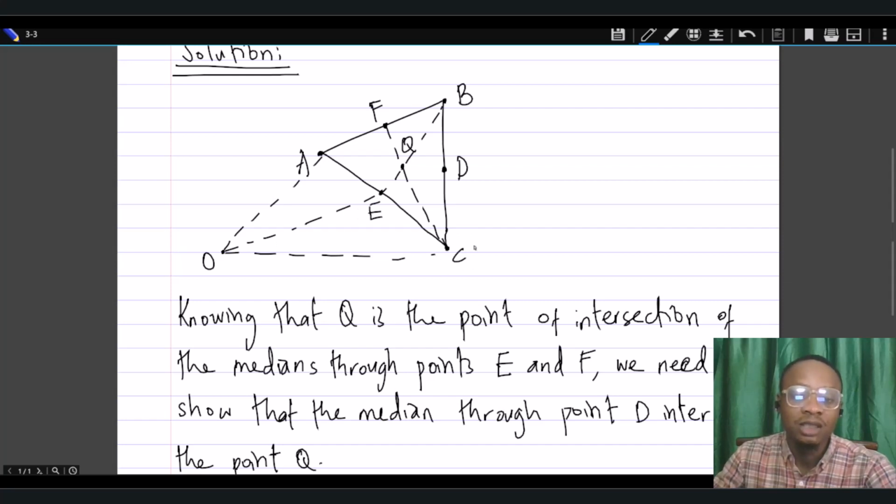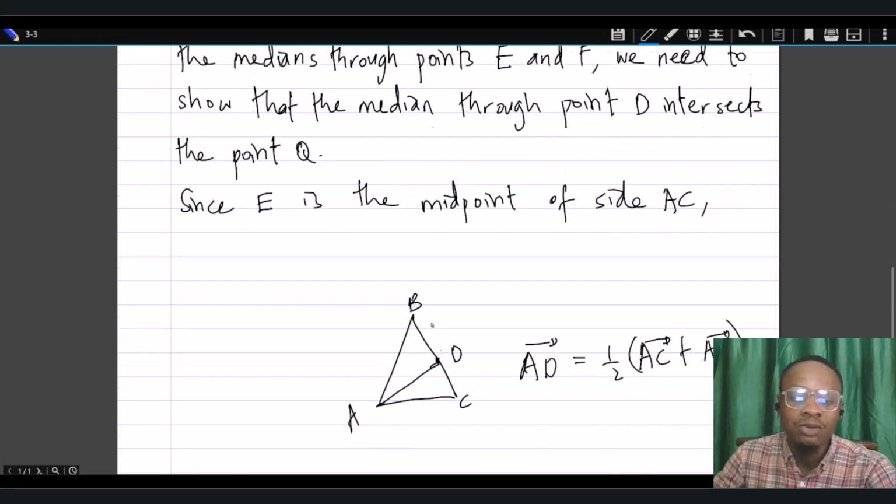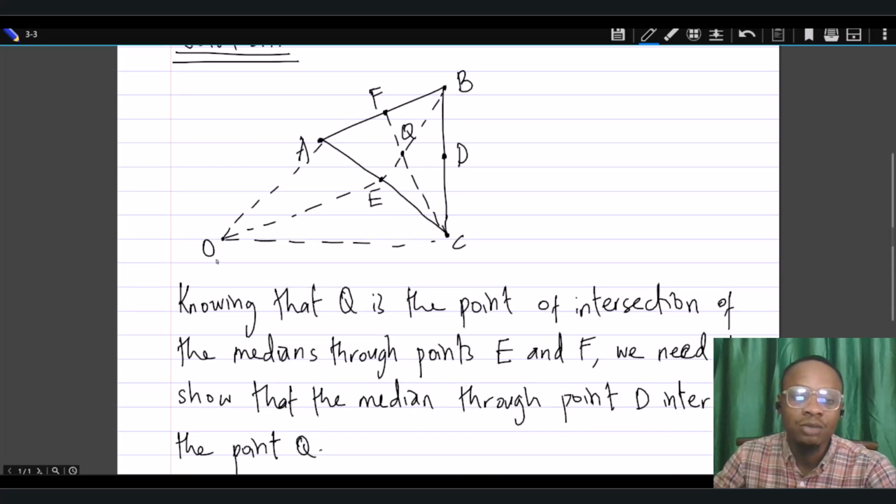So if I add the coordinates of C and A together and divide by 2, it will give me the coordinate of point E. Just in the same manner as this is a triangle, you can imagine that OAC is a triangle. So this is a median of the triangle. So we can write the same relation that OE will be equal to OA plus OC.